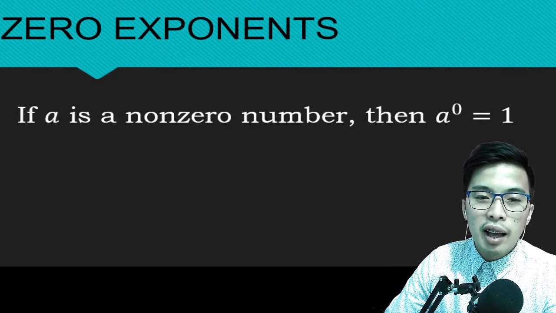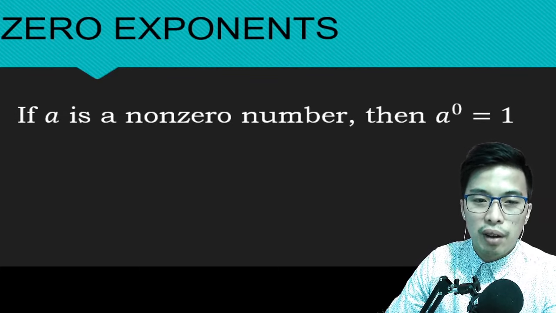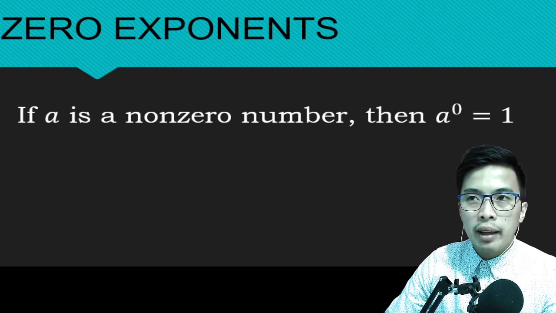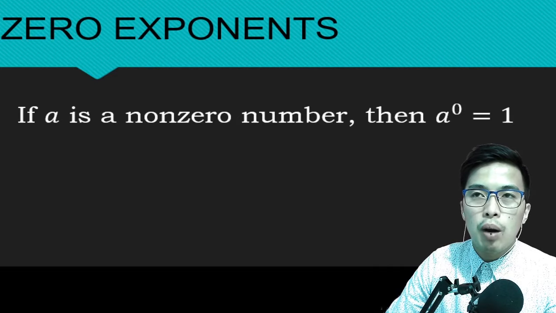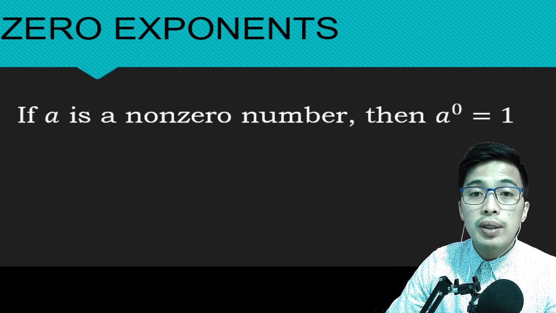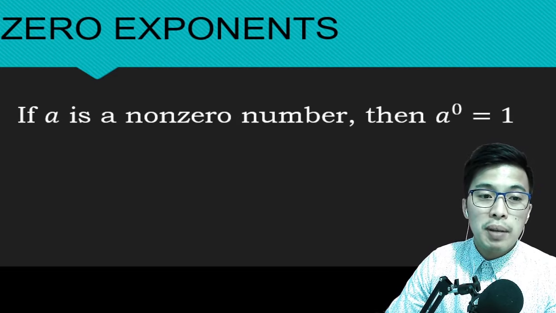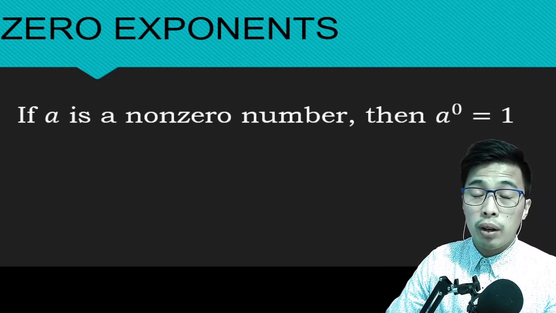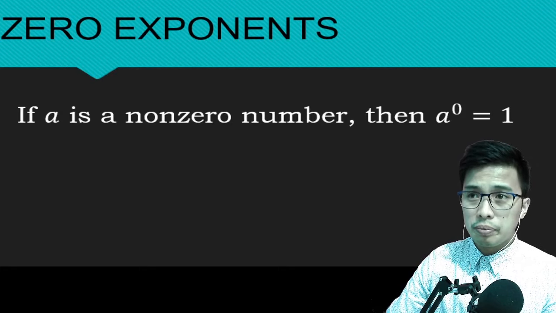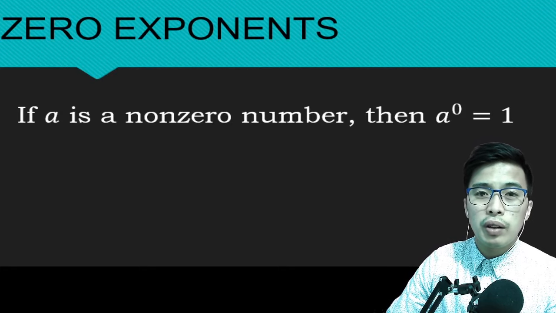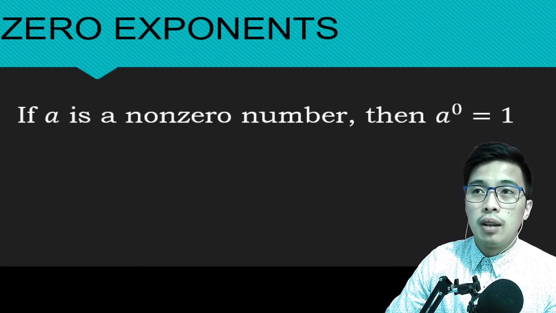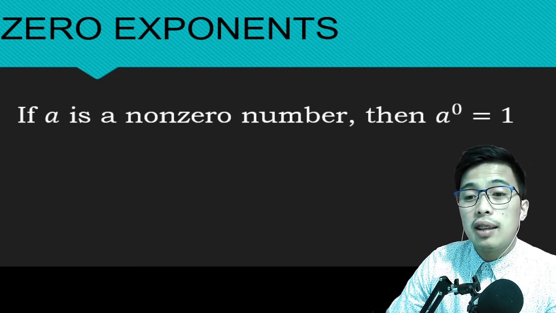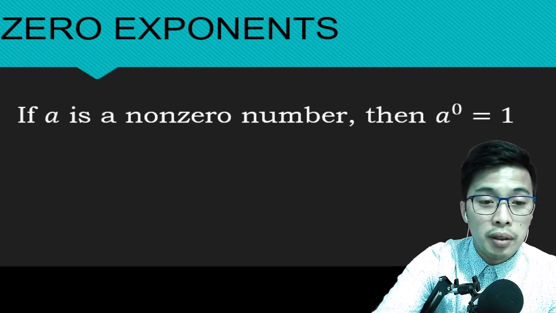Then, it says here, a raised to the power of 0 is equivalent to 1. Ganito lang yan. Any number that is raised to the power of 0 is always equivalent to 1. Okay? Basta non-zero yung number. For example, b raised to the power of 0, that is equivalent to 1. Another example is 1 million raised to the power of 0. That is still equivalent to 1.